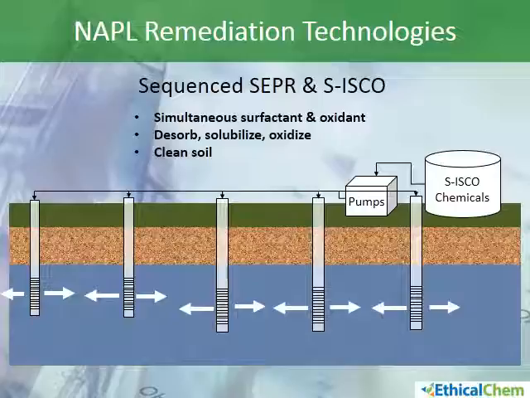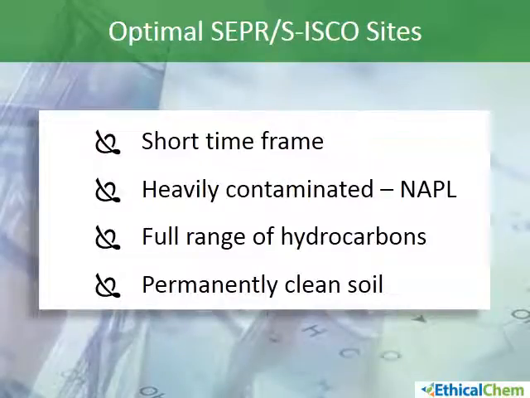This sequenced approach provides bulk removal of the NAPL, and the SISCO process would then provide clean soil and groundwater. No potential rebound because there's no residual contamination. Sites that are optimal for the SEPR SISCO process are sites where you may be trying to achieve low site criteria in a short time frame, where removal is a very quick process, and we can then come in and oxidize just the residual contamination with the SISCO.